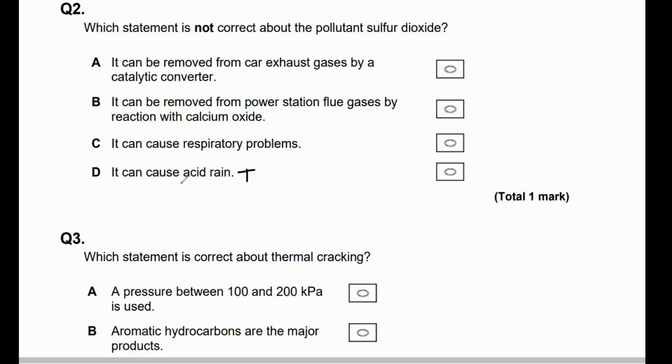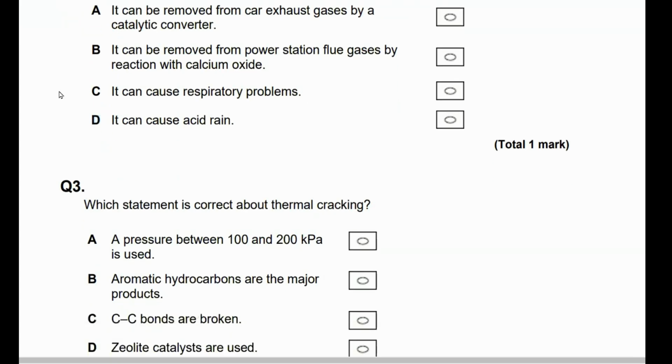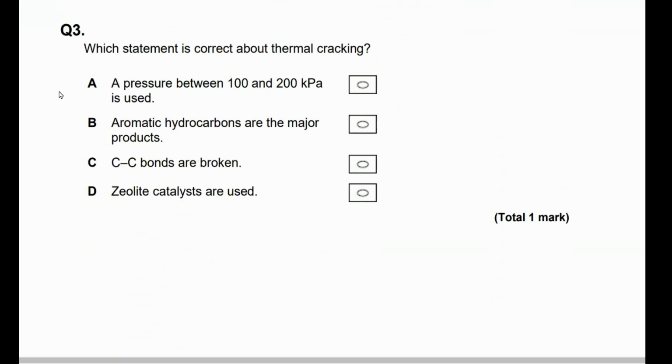All right. Well, it can cause acid rain. You know that from GCSE. It forms sulfuric acid. Can it cause respiratory problems? Yep. And can we neutralize it using a base like calcium oxide? Well, it's an acidic gas, so absolutely. So which one of these is not correct? Those three are true. So this one is not correct. You can't remove sulfur dioxide with a catalytic converter. Catalytic converters get rid of unburnt hydrocarbons, and they change nitrogen oxides back to nitrogen and oxygen.